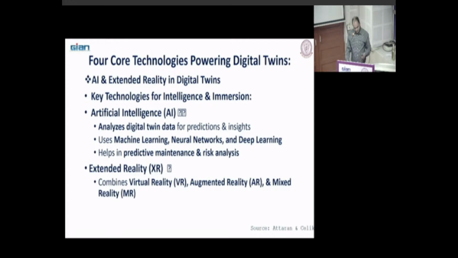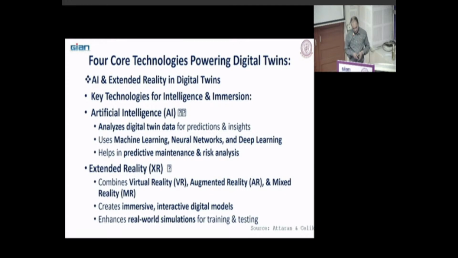Extended reality. Again, important technology. It combines virtual reality, augmented reality, mixed reality. It creates immersive, interactive digital models. So suppose if you want to do some training or something else, you can use these kind of technologies and then you can provide those training. It enhances real-world simulation for training and testing purposes. So these are the 4 important technologies in digital twin: IoT, cloud computing, artificial intelligence, and then extended reality.